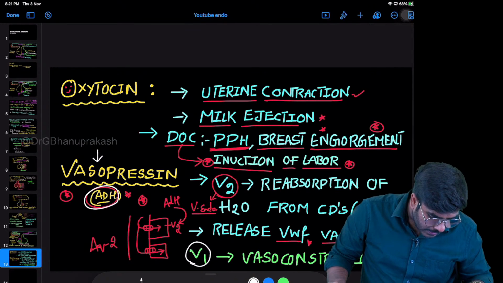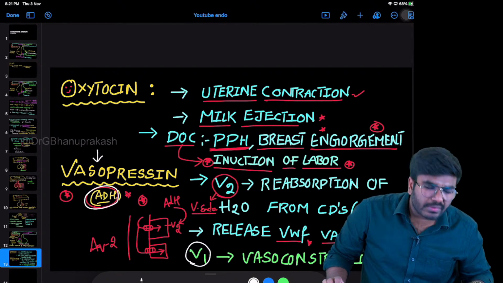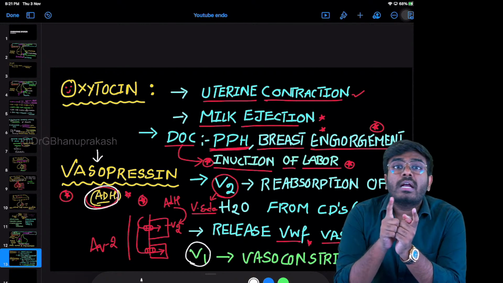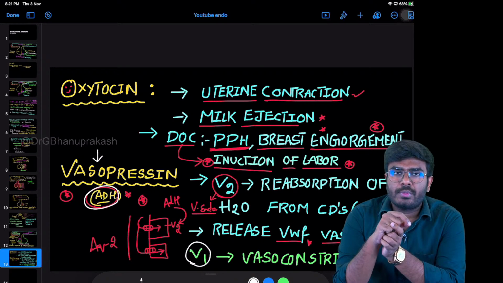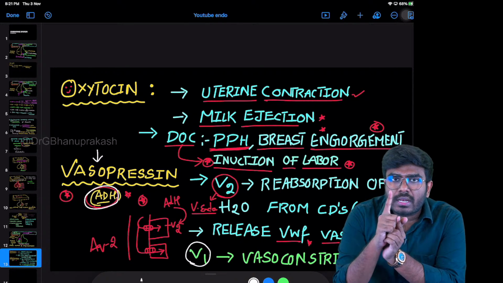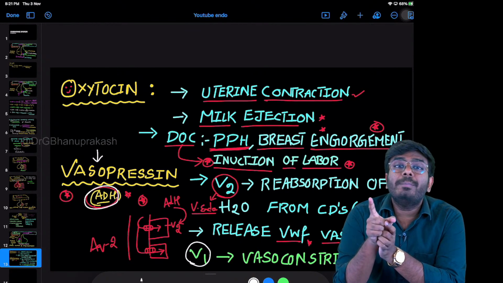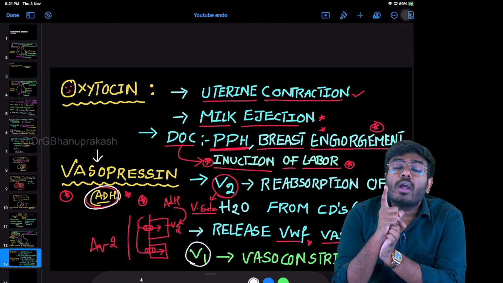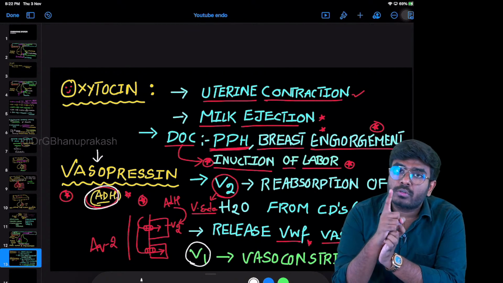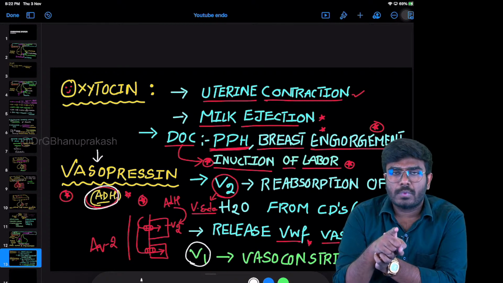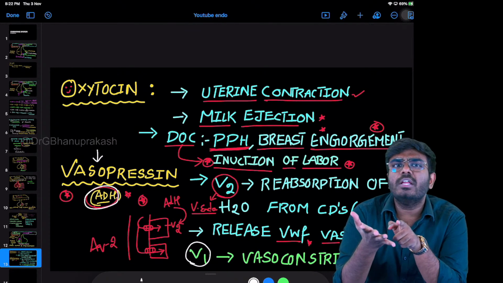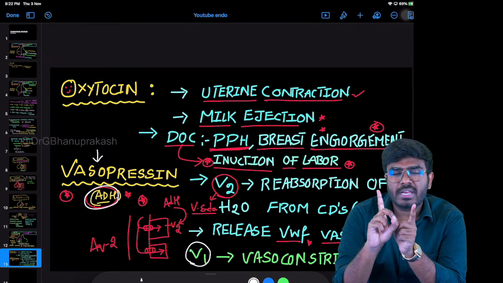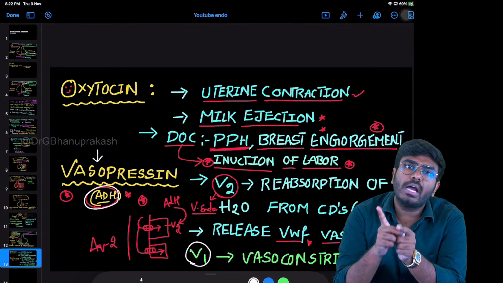Someone is asking, sir, aren't aquaporin 2? See, aquaporin 2 channels are going to come to the luminal surface. Aquaporin 2 channels will come and be implanted on the luminal side, so that water reabsorption will happen. Not the basolateral side. Yes, the apical side or the luminal side. They are implanted there, and water reabsorption happens under the influence of antidiuretic hormone.